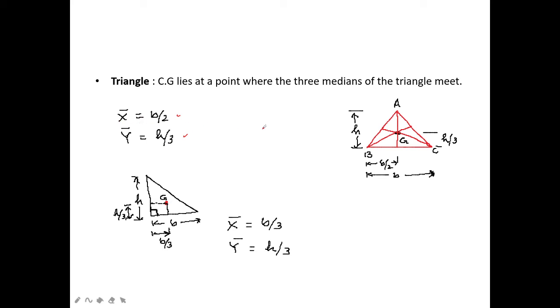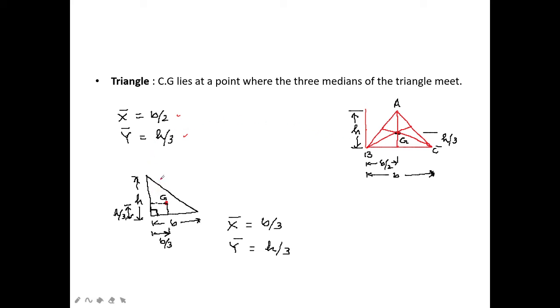What is x bar? Y bar is the distance of CG, point G, from the horizontal axis, that is BC, and x bar is the distance of CG from the vertical axis, that is from this line. So from this to this, this is x bar, that is b upon 2, and y bar is the distance of CG from the horizontal axis, that is h upon 3, from this to this.